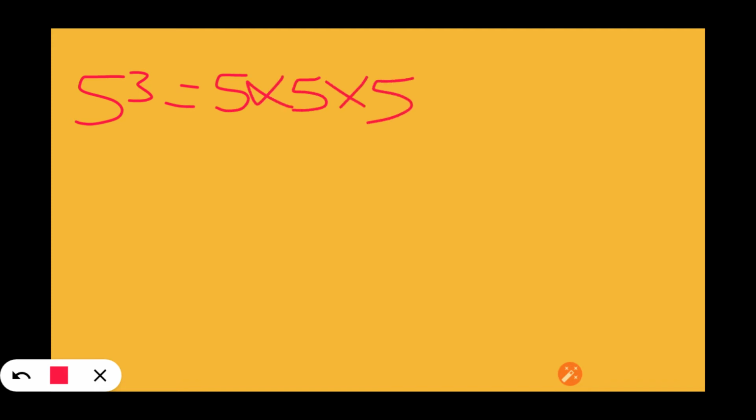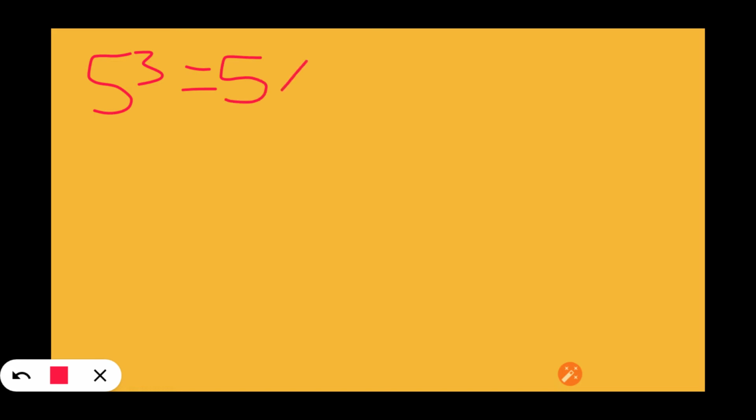Let's solve this out. The first question was to find the cube of 5, and I write it as 5 raised to the power of 3. 5 raised to the power of 3 is written as 5 times 5 times 5. Okay. 5 times 5 is 25. 25 times 5 is 125.